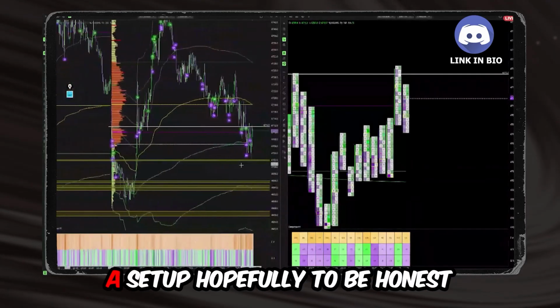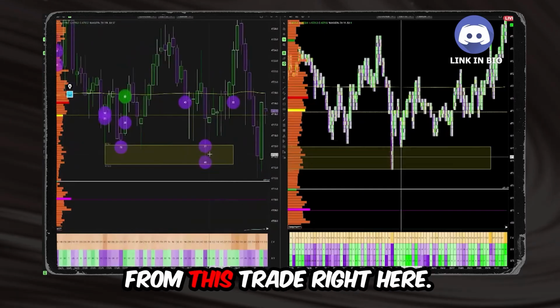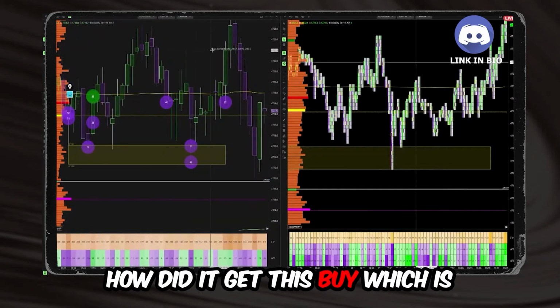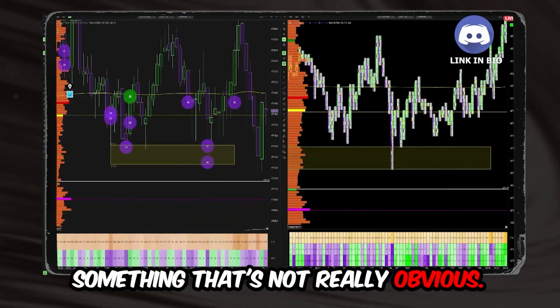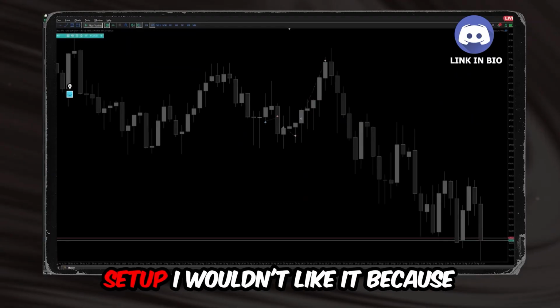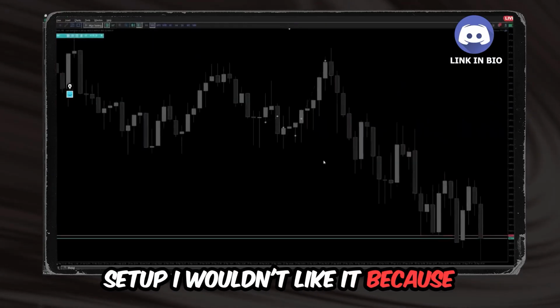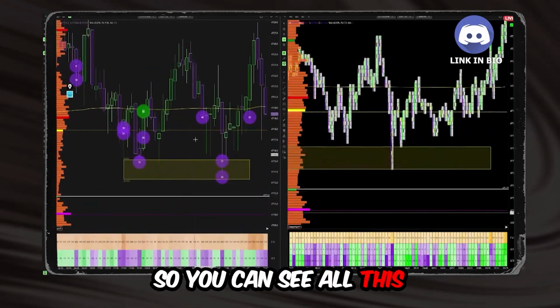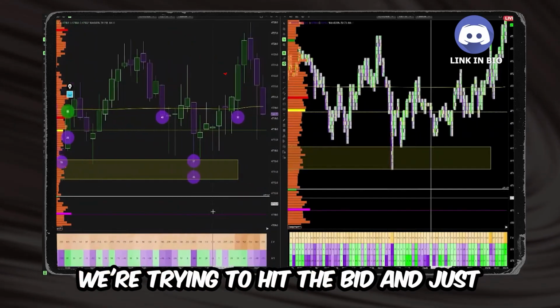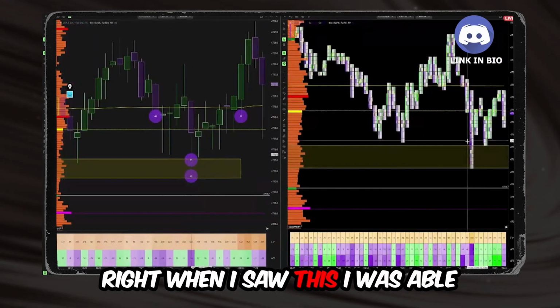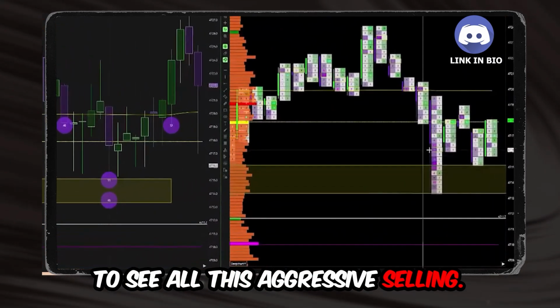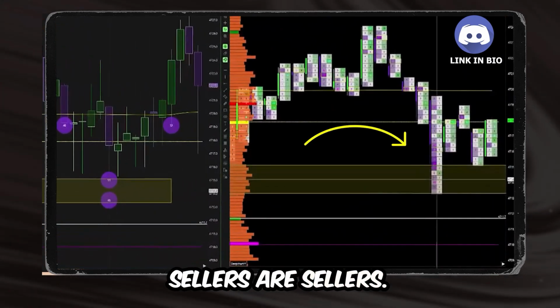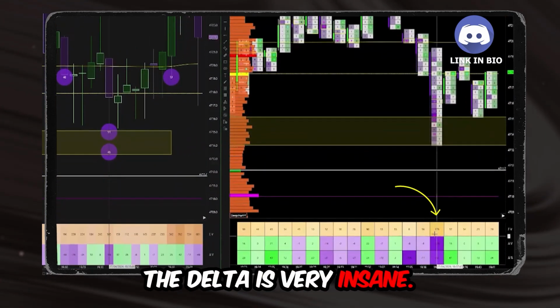Let's see if we can have a setup, hopefully, to be honest. From this trade right here, right? How did I get this buy? Which is something that's not really obvious, personally myself. If I just took this setup, I wouldn't like it because I'm not looking at the one minute chart. I'm looking at the footprint chart. So you can see all this aggressive selling. We're trying to hit the bid. And right when I saw this, I was able to see all this aggressive selling. You see this. Sellers are sellers. The delta is very insane.